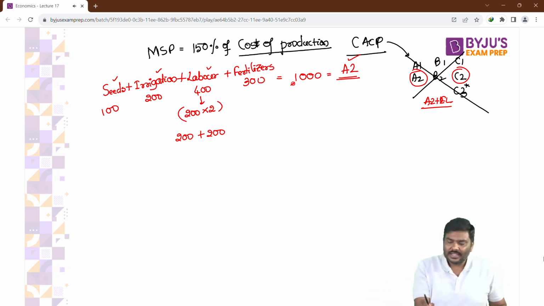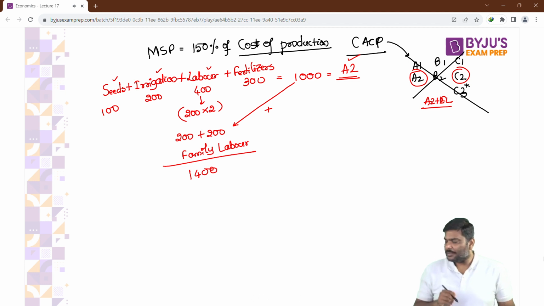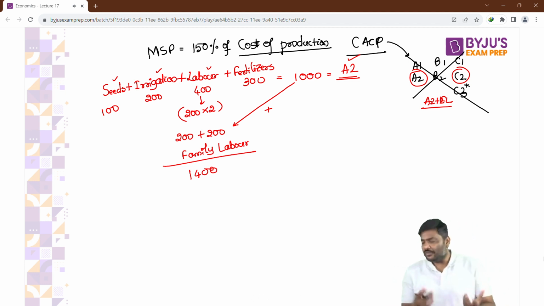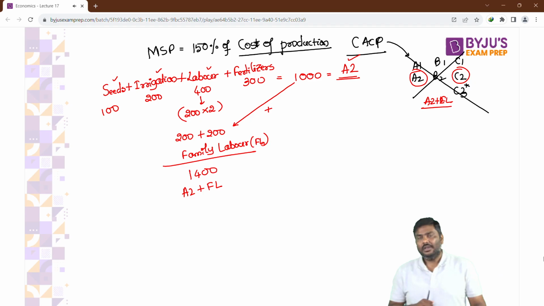So total now, can I say 1000 rupee plus family labor? 1000 plus family labor will be how much now? It will be 1400. Anybody has a problem? Right, 1400. Now can I call this 1400 as A2 plus FL? What is FL? FL is nothing but family labor. Can I call this 1400 as A2 plus FL, family labor?